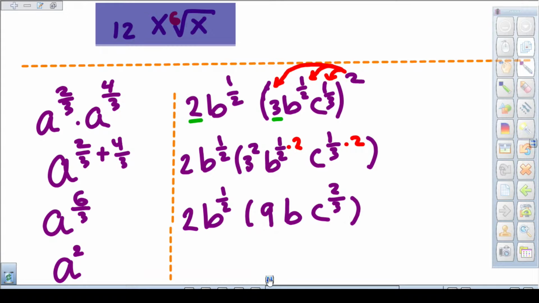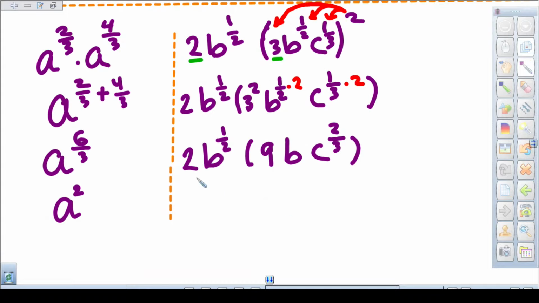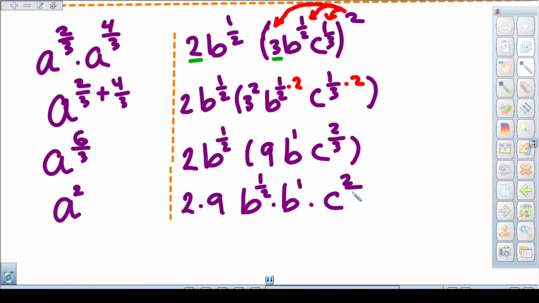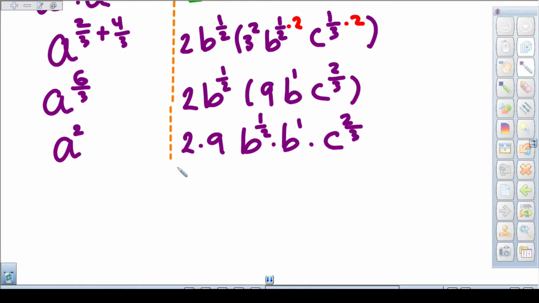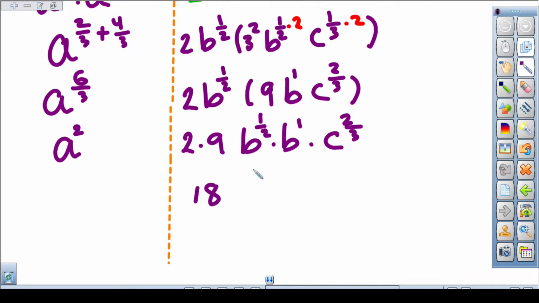Okay, now I'm going to start to multiply out the numbers and then the variables. Let me just spell it out here. 2 times 9, and then b to the 1/2 times b to the first times c to the 2/3. 2 times 9 is how much? What is 2 times 9? 18. How about b to the half times b to the first power?